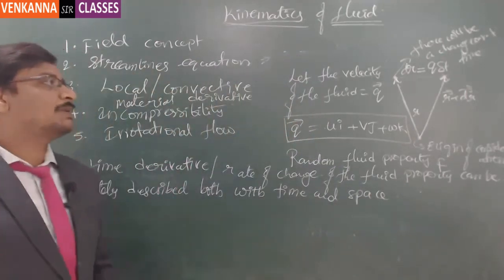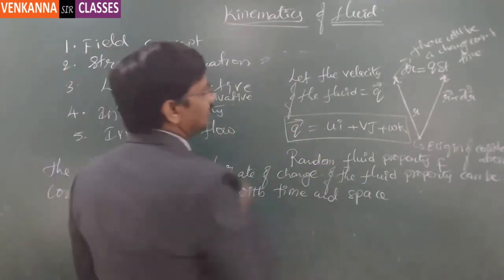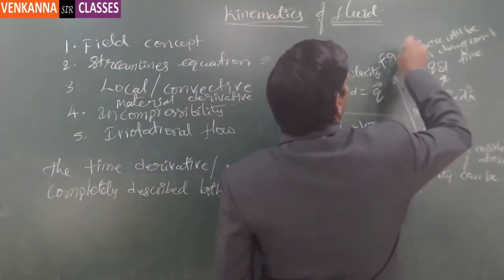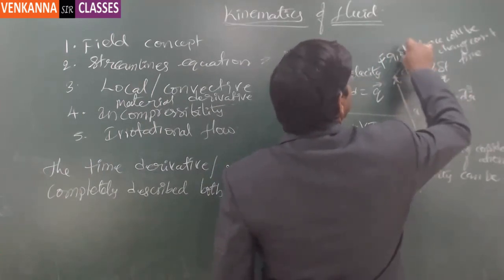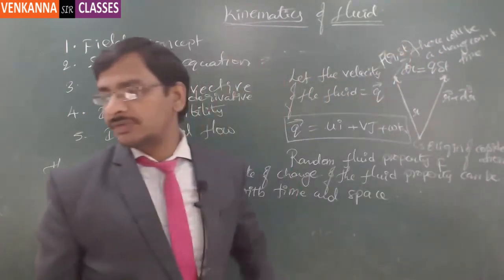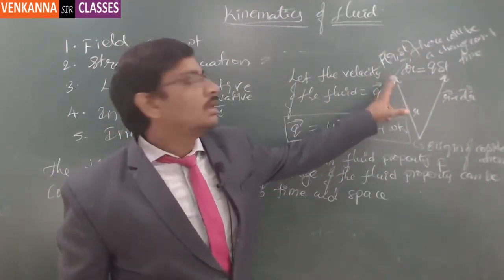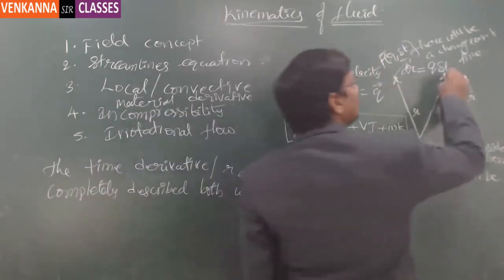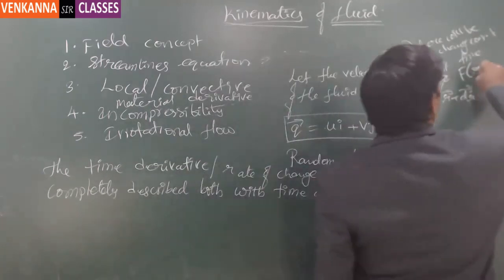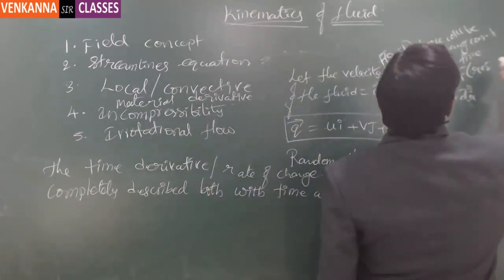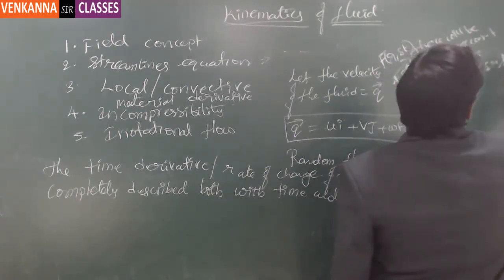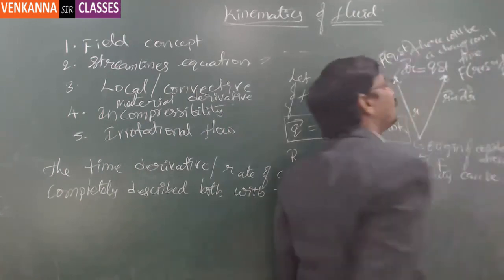Both with time and space. Now, if you consider that, let us say initially the fluid property at this point is f of r comma t. This is the initial fluid property at the position of the initial condition. Now after a certain time, this has moved to a different location. Then the function is going to change to f of r plus delta r and t plus delta t. So this is the new function.